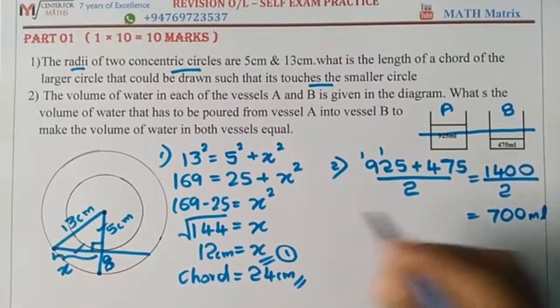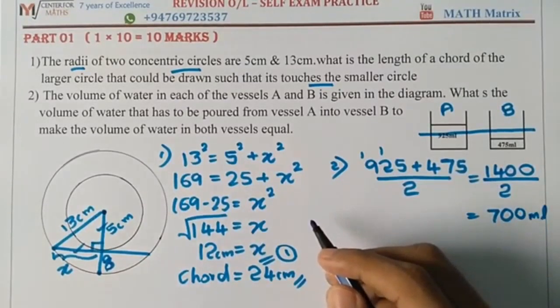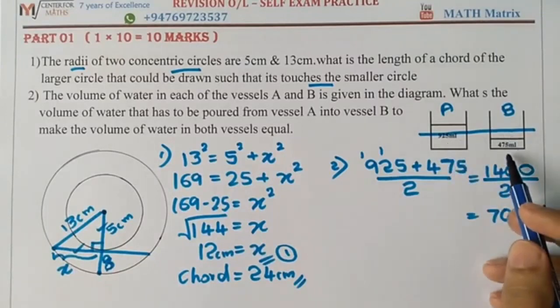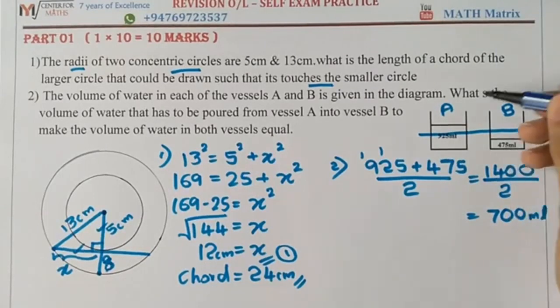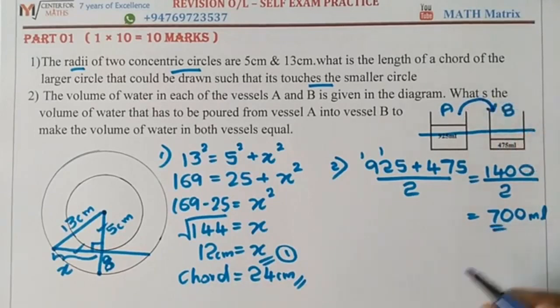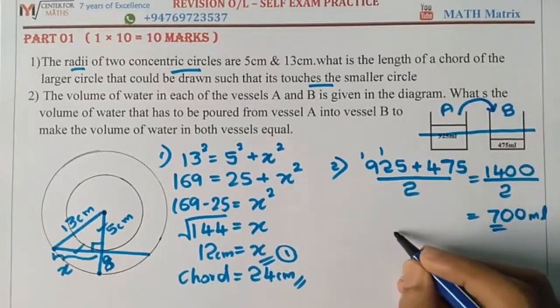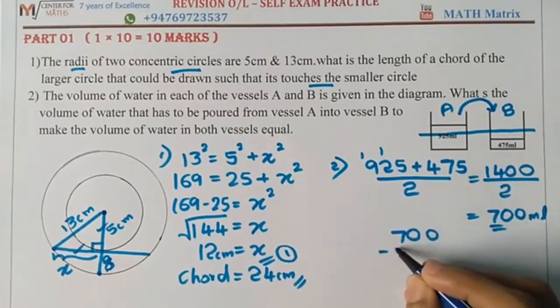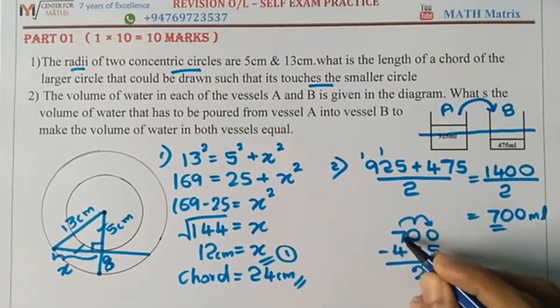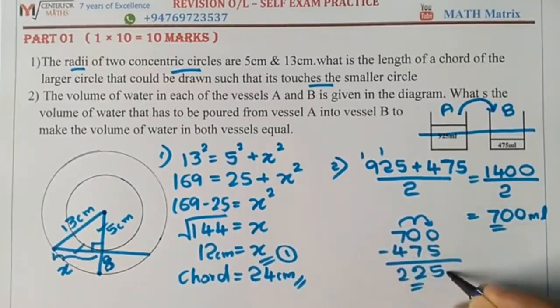We'll read the question again from the beginning. The volume of water in each of the vessels A and B is given in the diagram, 925 and 475. What's the volume of water that has to be poured from vessel A to B? So to reach 700, how much is required now? For that, we have to subtract them. 700 minus 475. 10 minus 5 is 5, 9 minus 7 is 2, and 6 minus 4 is 2, that means we have to pour 225 milliliter.